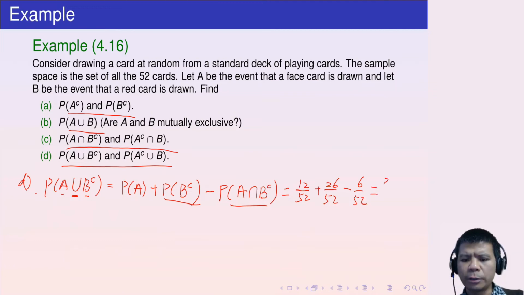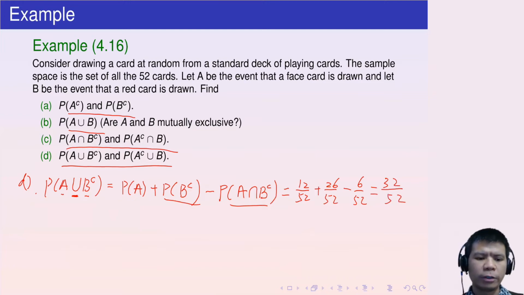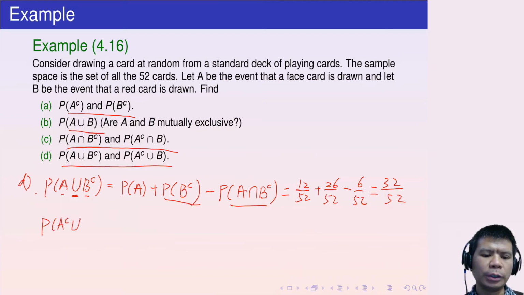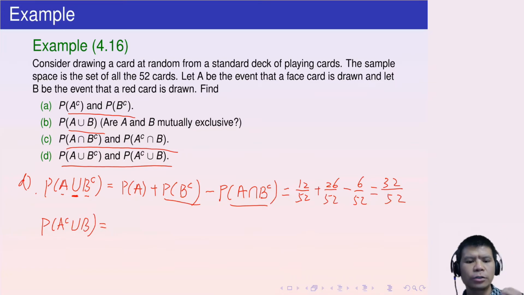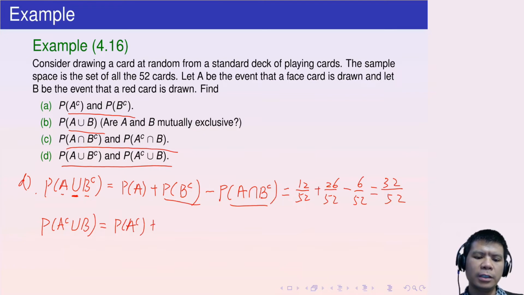So we have 32 over 52. Okay, so this is the first one. And then let's see the second one: A complement union B, right? Similarly, this is again a union, so we're going to use the addition rule. That's going to be the probability of A complement, the first event, plus the probability of the second event, minus the probability of the intersection, the first one intersect the second one.